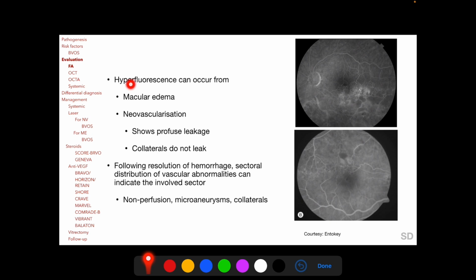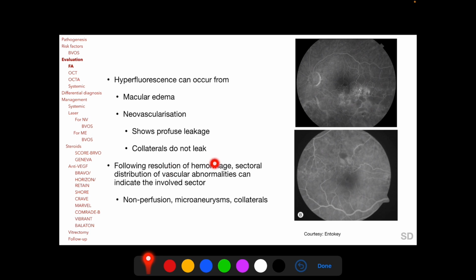On the other hand, hyperfluorescence can occur from macular edema as shown here in this angiogram, or from neovascularization, which shows profuse leakage of fluorescein. In this fluorescein angiogram, we find both areas of fluorescent leakage indicating macular edema and areas of capillary non-perfusion. This area of retinal capillary non-perfusion extends from the normal foveal avascular zone and makes the margin of the foveal avascular zone irregular.